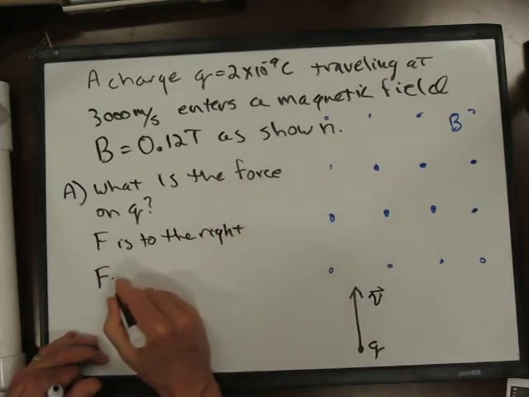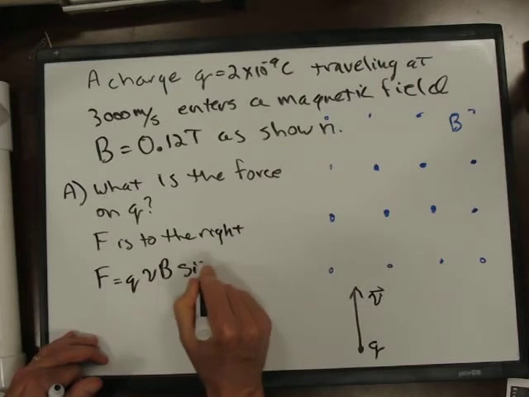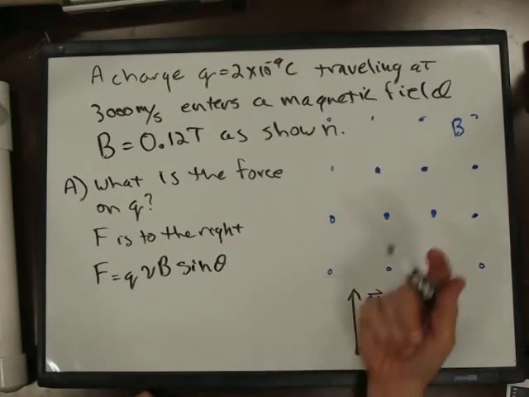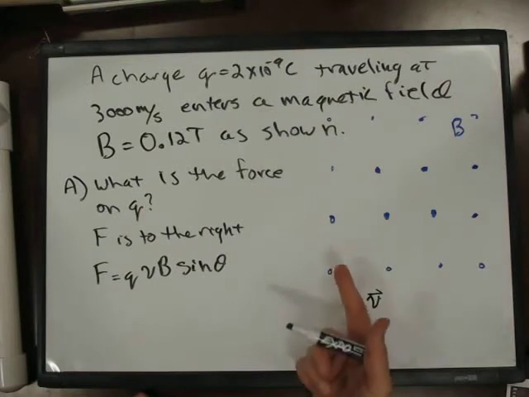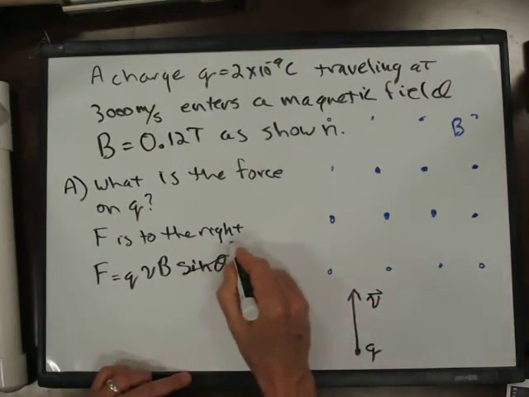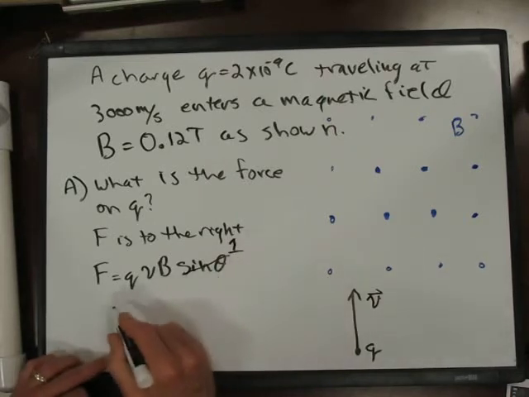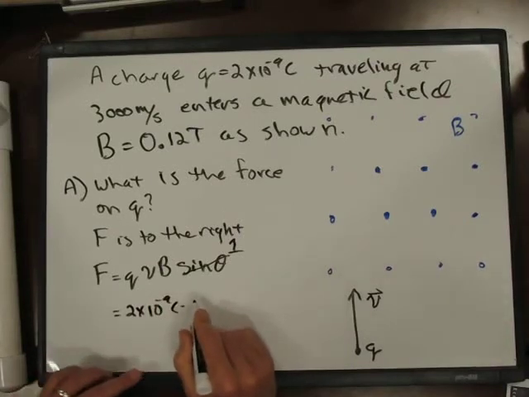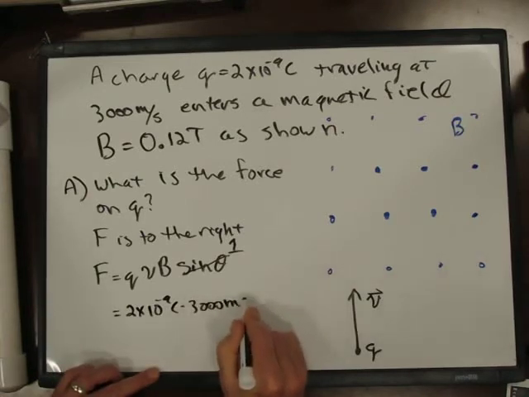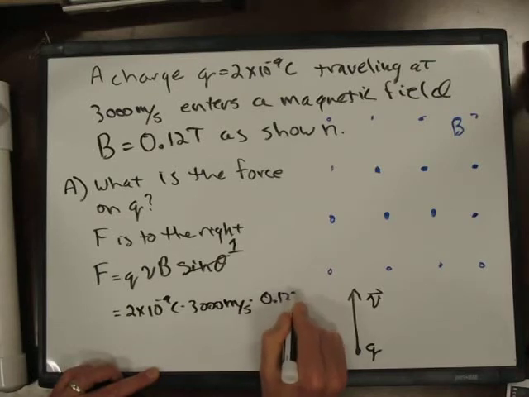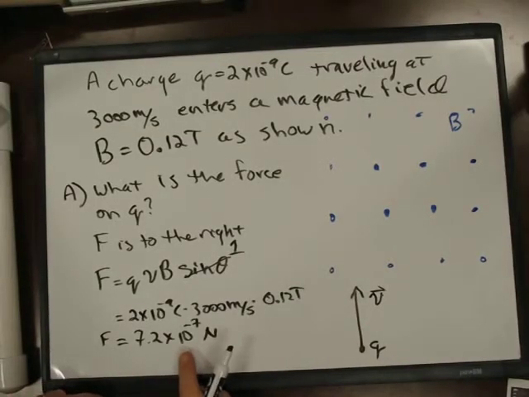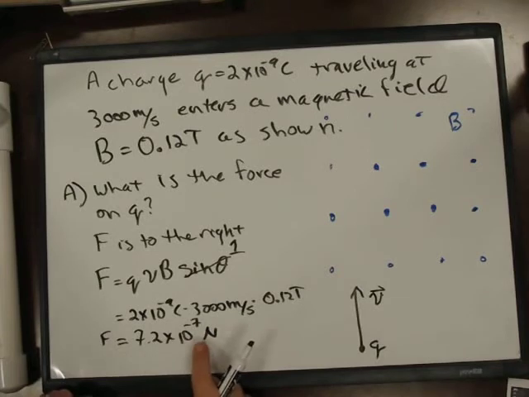And so then if I want to calculate it, I say F equals QVB sine theta, and so what's the angle between V and the magnetic field? Magnetic field points up, right, and the velocity points this way. And so that's a 90 degree angle, and so sine theta is just 1, because sine of 90 degrees is 1, right? And so that just gives me 2 times 10 to the minus 9th coulombs times the velocity, which is 3,000 meters per second, times 0.12 Tesla, right? And if I calculate all that out, I get a force of 7.2 times 10 to the minus 7 newtons.